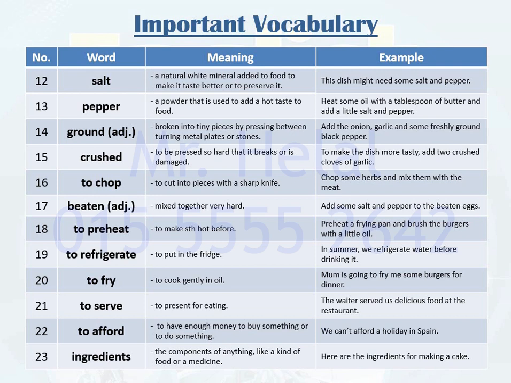To chop, to cut into pieces with a sharp knife. Example, chop some herbs and mix them with the meat. Beaten, mix it together very hard. Example, add some salt and pepper to the beaten eggs.